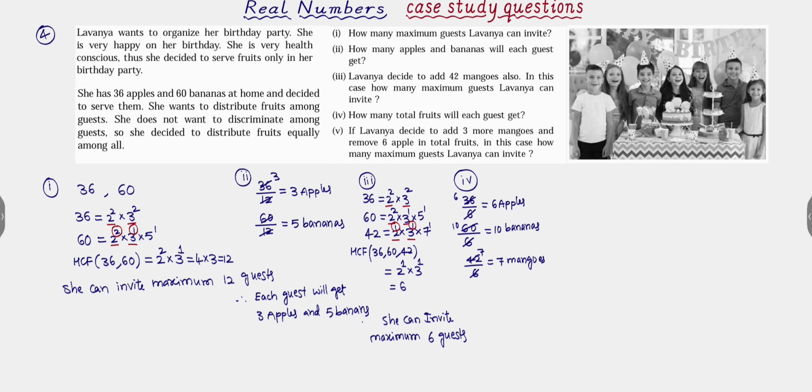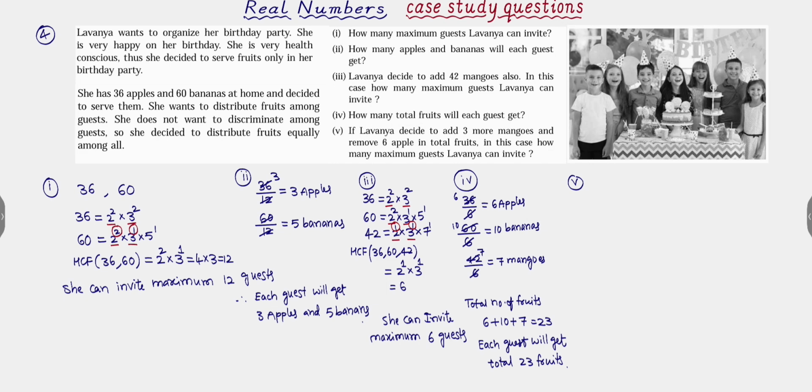Now they are asking for the total, not separately. So the total number of fruits will be 6 plus 10 plus 7, which is 23. So each guest will get a total of 23 fruits.